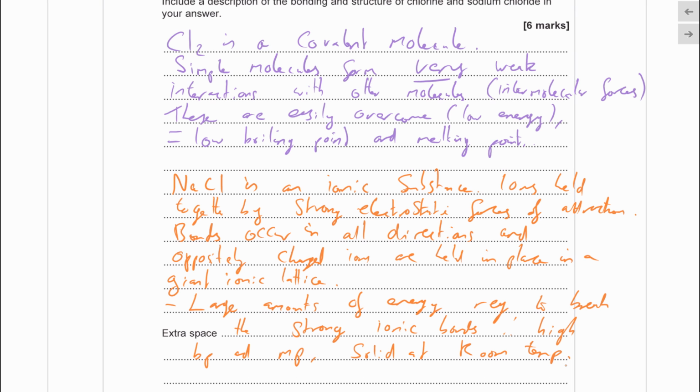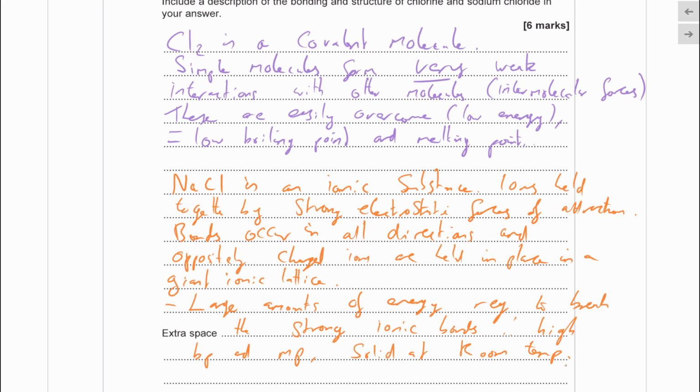temperature. Okay, so quickly to recap, chlorine makes covalent bonds, it makes simple covalent molecules. There are weak, very, very weak forces of attractions between the molecules, which are easily overcome by a small amount of energy. That small amount of energy is present at low temperatures, and so therefore there is a low boiling point and a low melting point, meaning that chlorine is a gas at room temperature.